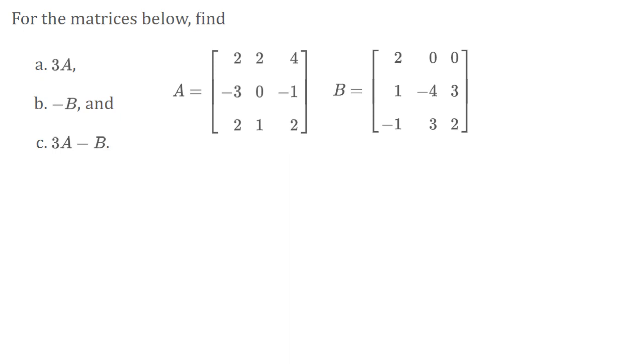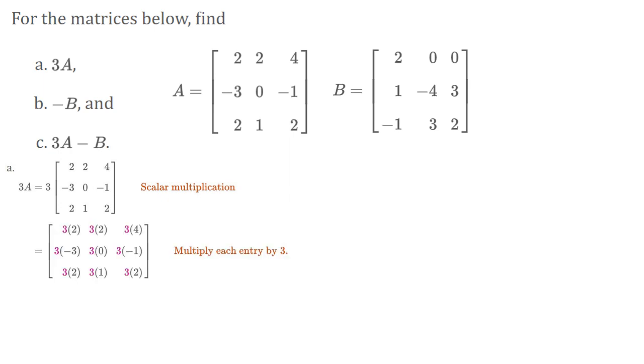Okay, so let's do the first one, A. A says to do 3A. So this is a scalar multiplication to my matrix A. What this means is I'm going to multiply 3 to my matrix A. But what that means is I'm going to multiply this 3 to all of the elements inside the matrix. So this means 3 times 2, 3 times 2, 3 times 4, 3 times the -3, 3 times the 0, 3 times the -1, 3 times the 2, 3 times the 1, 3 times the 2. All of the elements in the matrix.